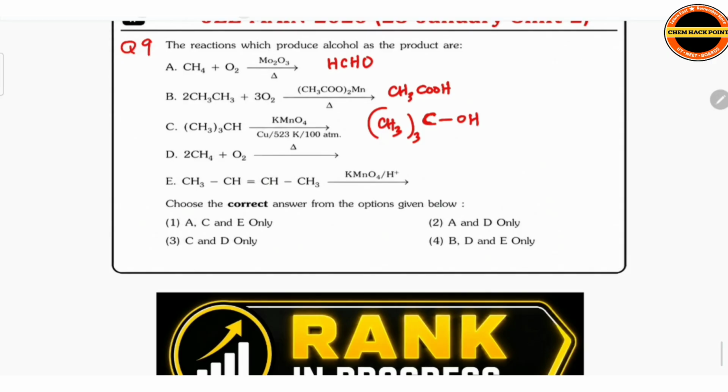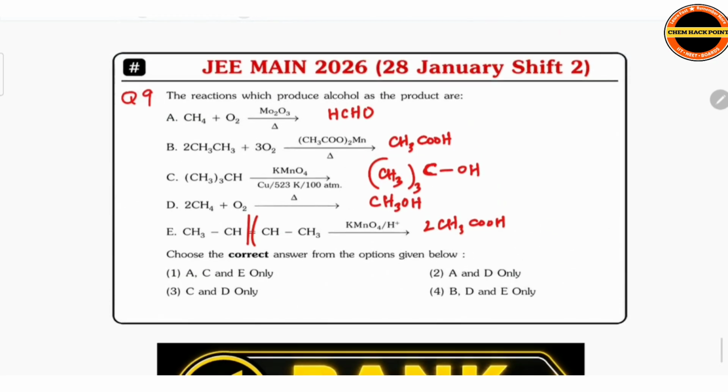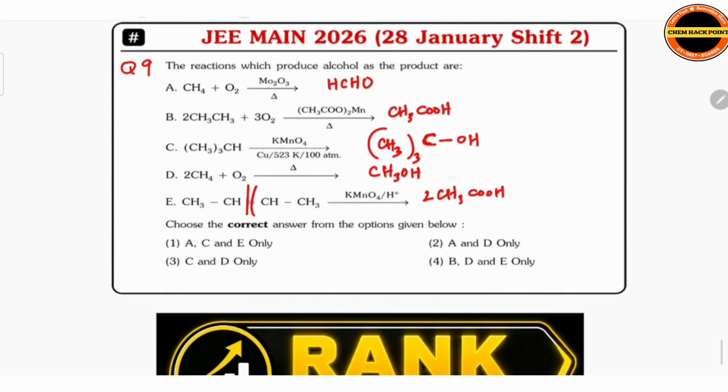Next, CH4O2 produces methanol. And then KMnO4, H plus, so here oxidative cleavage occurs and it gives CH3COOH. That is 2. So finally, the question is which reaction produces alcohol as a major product. So where are we getting alcohol? Here alcohol we are getting, here also we are getting alcohol. 2 cases. One it is C, one it is D. So C and D is the correct answer in this case.